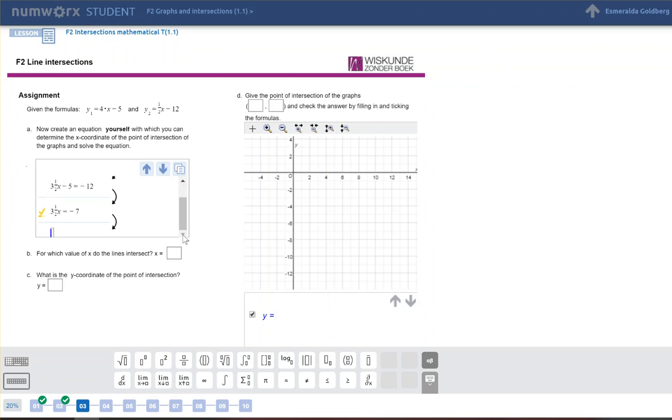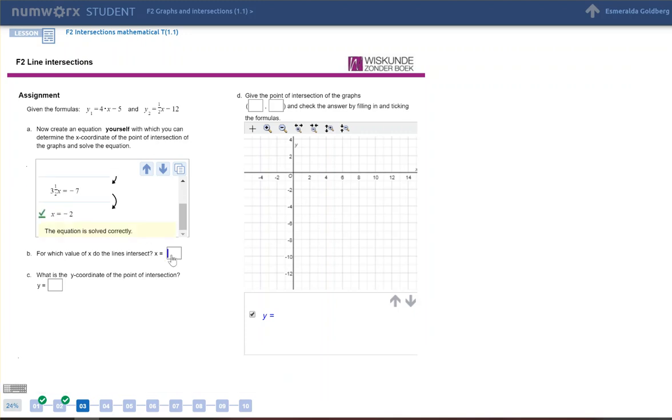And now in the last step we have to divide by 3.5. Minus 7 divided by 3.5, that's minus 2. So there we go. X equals minus 2 is the solution to this equation. That means the x-coordinate of the point of intersection of the graphs of these two lines is minus 2. The y-coordinate for the point of intersection can be found by filling in minus 2 into one of the two formulas. Let's just go with this one again.